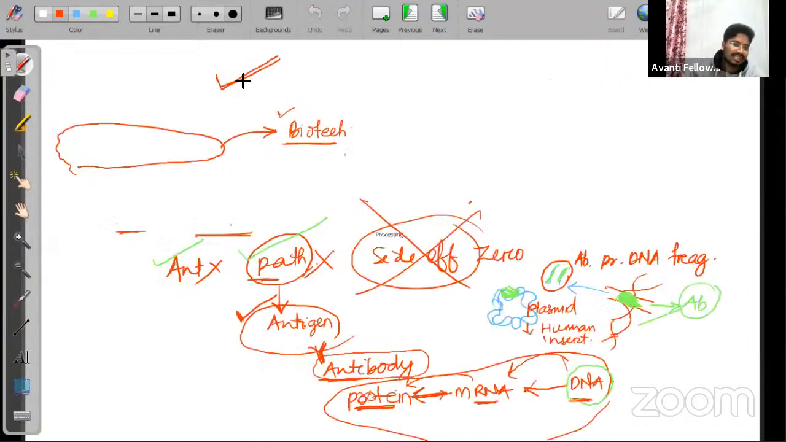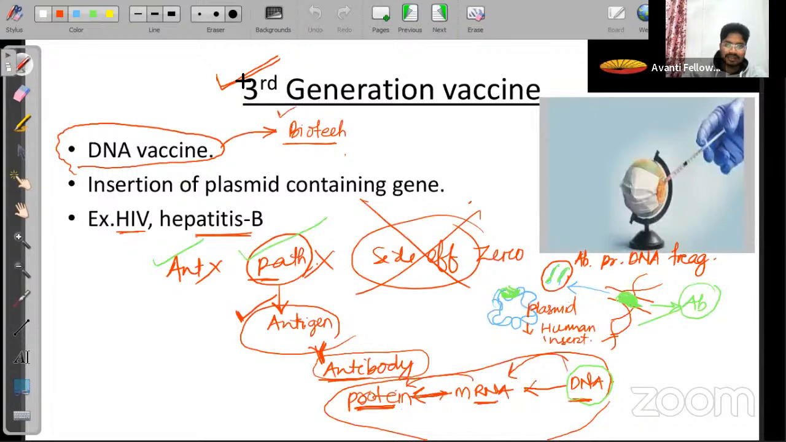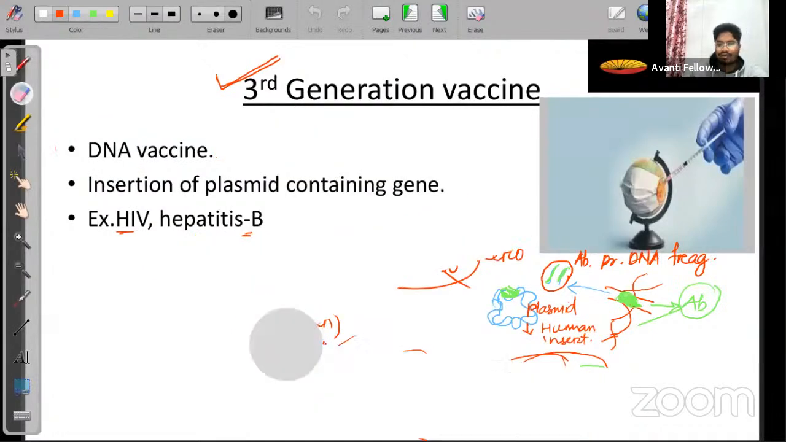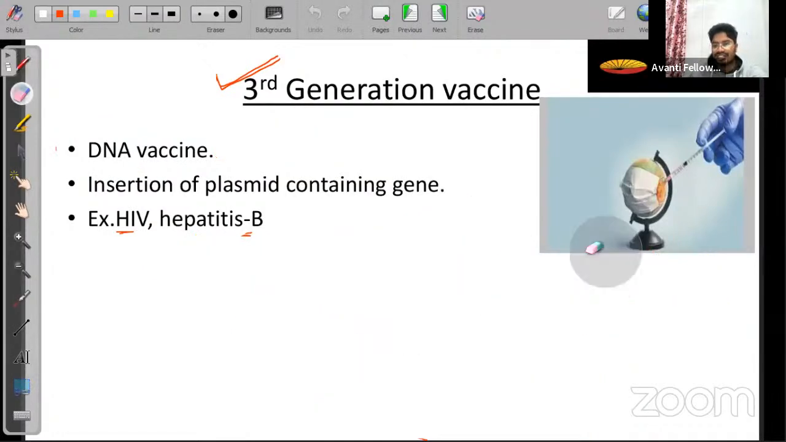Third generation में आ जाते हैं वापस. Now we'll focus on the third generation of vaccine. The third generation of vaccine are also called as DNA vaccine. ये कैसे बनता है? If you recall the rDNA technology, third generation of vaccine or DNA vaccine, what happened?